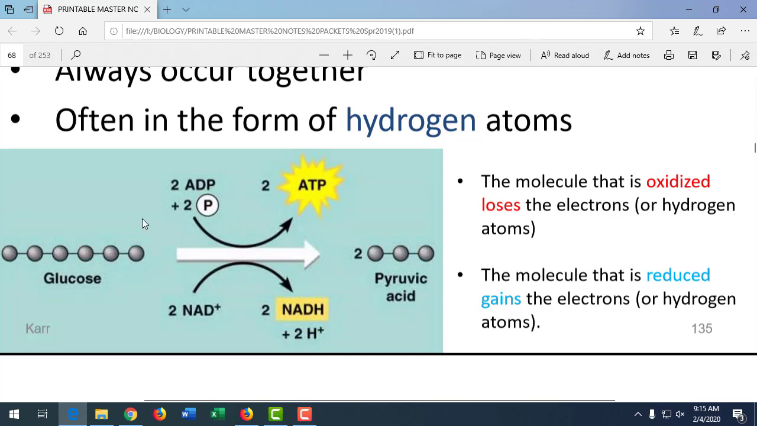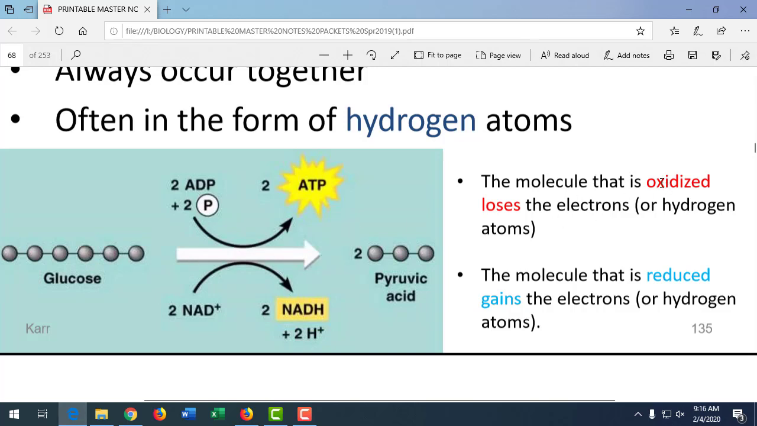So in this reaction, we're stealing hydrogens from glucose. We're just taking some hydrogens off. How many are we taking off? Two. So we create 2 NADH, and then we have 2 protons left over because we stole an electron from hydrogen, so we have 2 hydrogen atoms that have the proton but no electron, so that's why we say H plus. So when we remove hydrogens from something, we say it's oxidized.